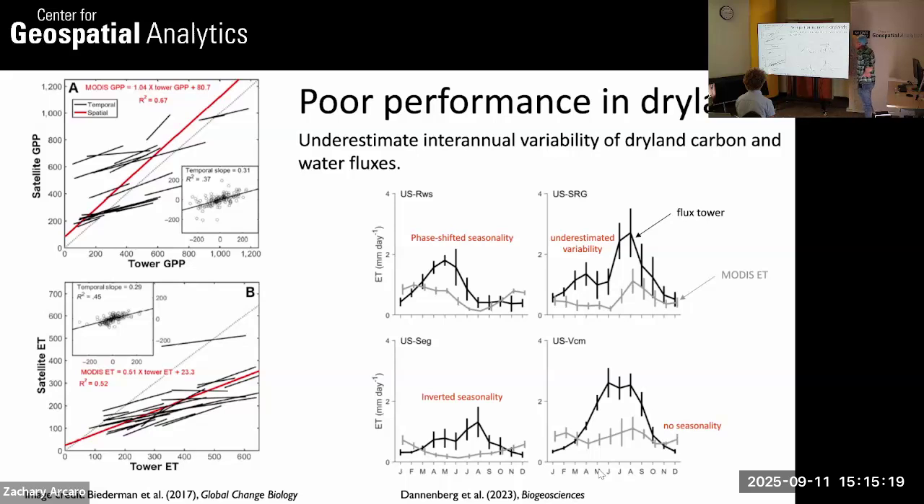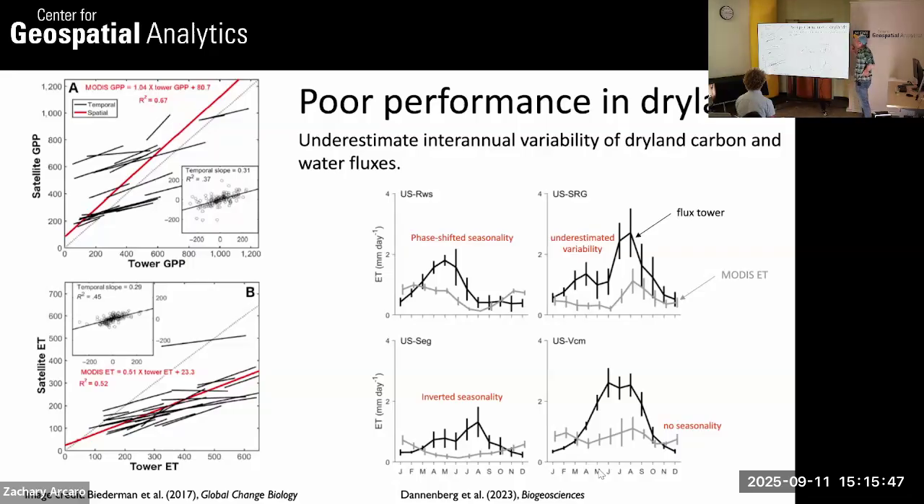And what we can see is that in some cases, the seasonality of evapotranspiration is shifted either earlier or later. In some cases, that seasonality is underestimated pretty dramatically, and the magnitude of evapotranspiration is underestimated pretty dramatically. Sometimes we actually get the exact opposite seasonality from the satellites than what the ground-based sensors measure. And sometimes they show almost no seasonality whatsoever in the evapotranspiration.